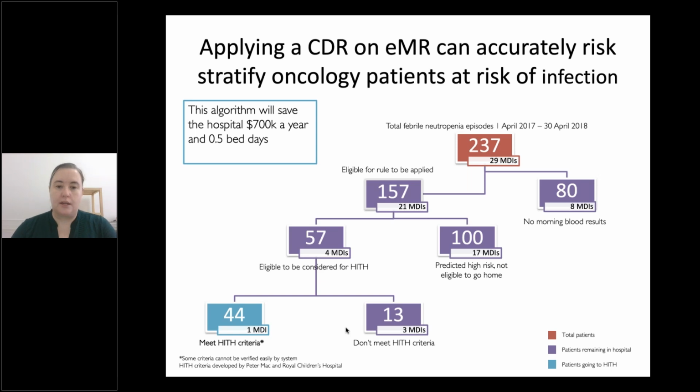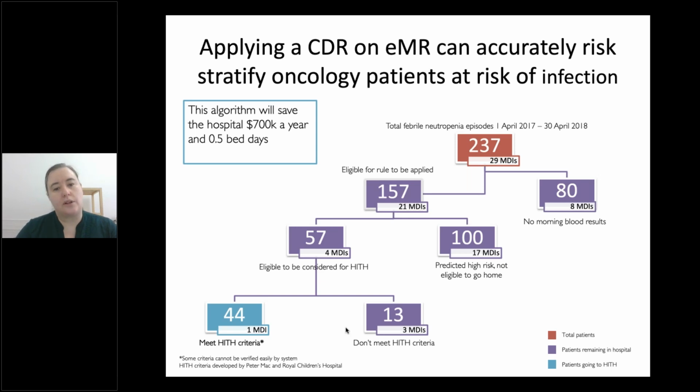And then when we applied it, the first step was seeing if we had eligibility to apply the rule. There were 80 in that group that didn't have any morning bloods run. So someone would come into the hospital, stay overnight, and then this algorithm would run. If there were no morning bloods taken, the algorithm wouldn't have enough information to run. So that was 157 that were eligible to have the algorithm applied, with 21 of those having an MDI.